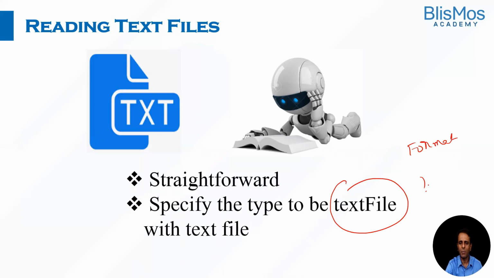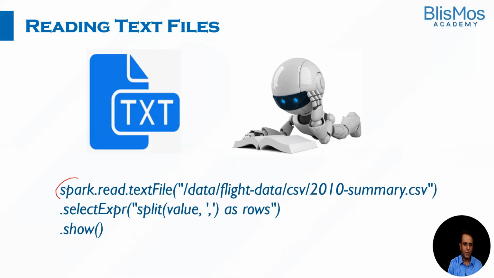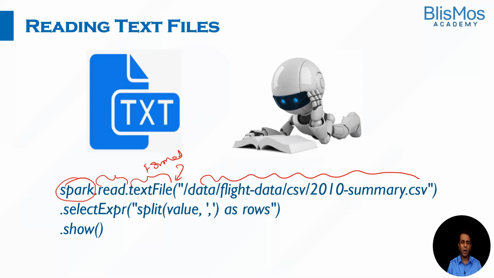Let us look at an example. Here you go. This is a Spark session. We have a data frame reader, and instead of specifying the format, specify text file and provide the path of the text file. One more important aspect if you observe here: while reading the text file, we can go ahead and provide some expression also. Here what we are trying to do is split the values based on the space. This is how we read the text file.